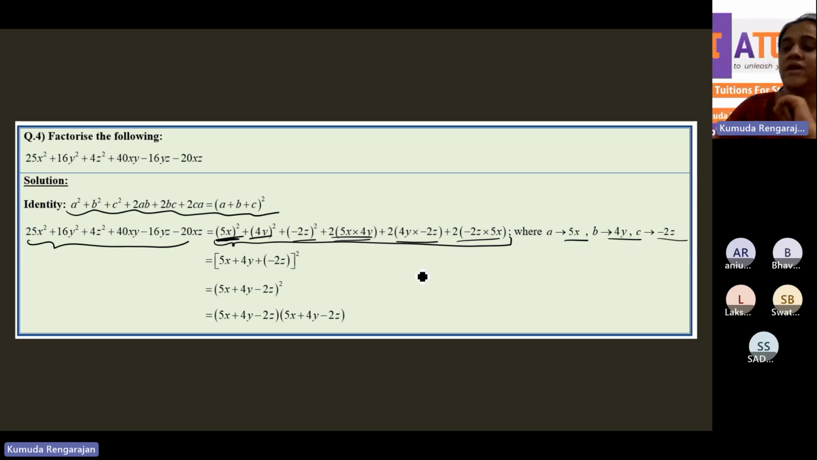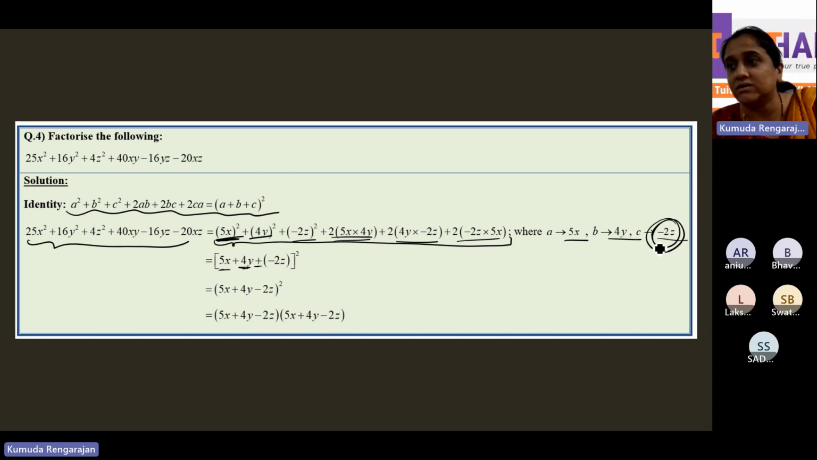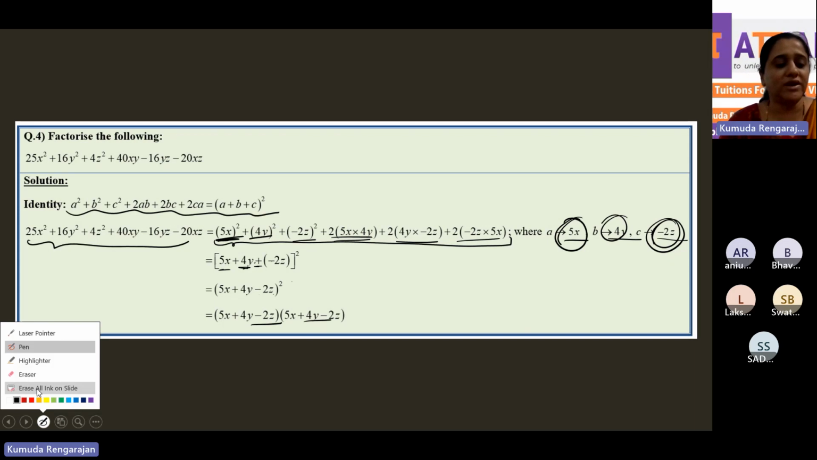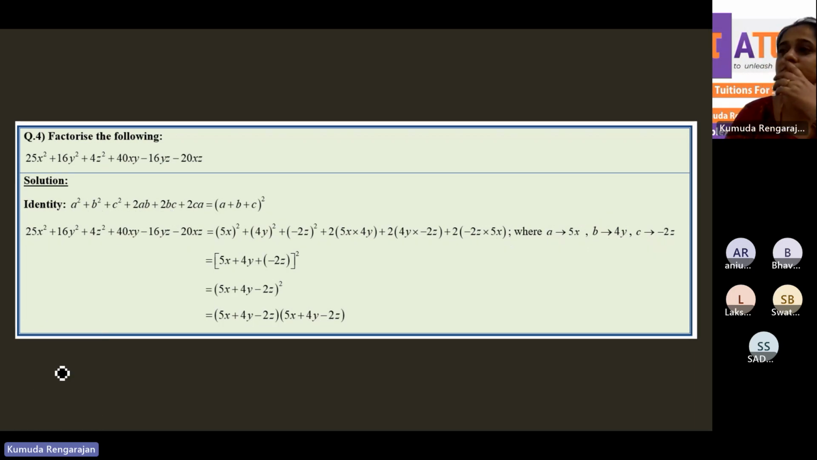So now what's the answer? The answer is a plus b plus c the whole square. So here a plus b plus c is 5x plus 4y plus into minus is minus 2z the whole square. Write it 2 times. Whole square means you should write the same thing 2 times. Write down.